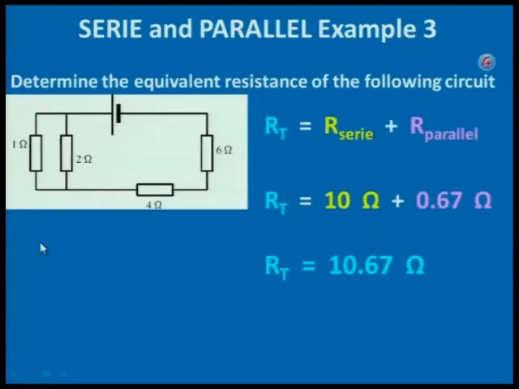Now we can get to the final answer of the question. The total resistance is the resistance in series plus the resistance in parallel. The resistance in series is 10 ohms as previously calculated, plus the resistance in parallel, which is 0.67 ohms as calculated on the previous slide. That brings us to 10.67 ohms, the total resistance.